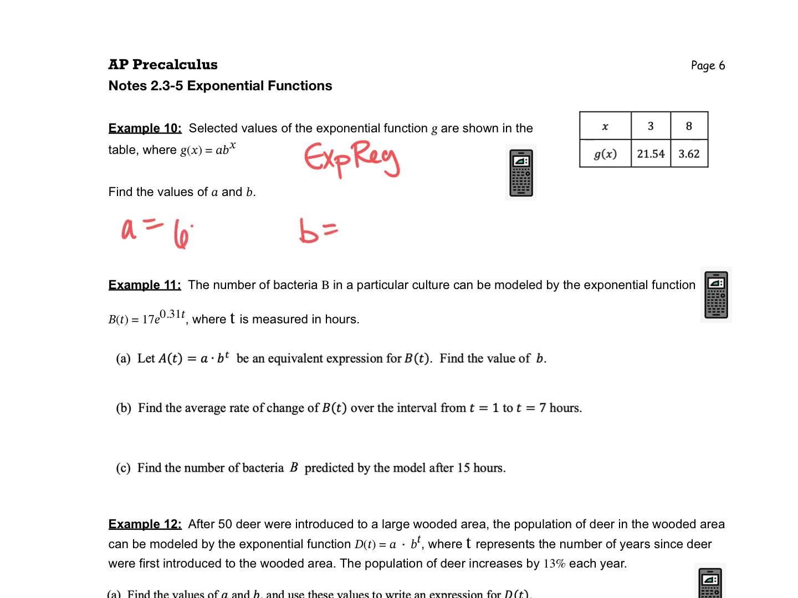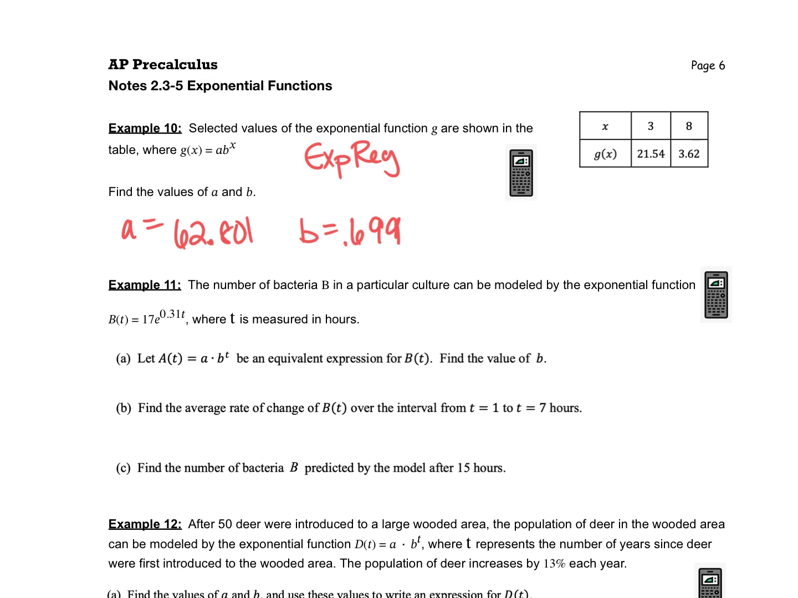All right, you should have gotten 62.801. And I did 6.99 or 0.699 for B. How'd you do? Okay. I like those. All right. Let's look at 11.